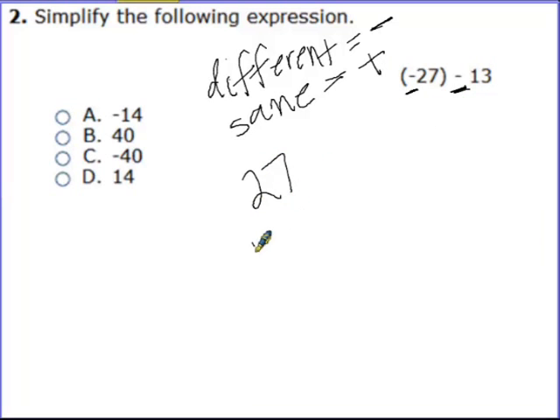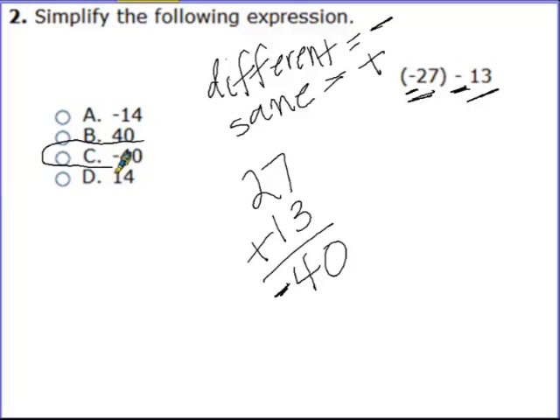So 27 plus 13 equals 40. And then remember, my answer takes the sign of what I have more of in the problem. I've got a lot more negatives in the problem than I do positives. So my answer is negative 40. And that answer is C.